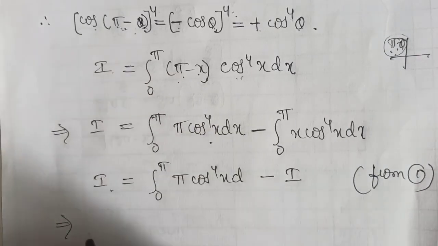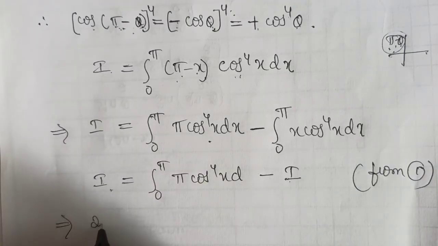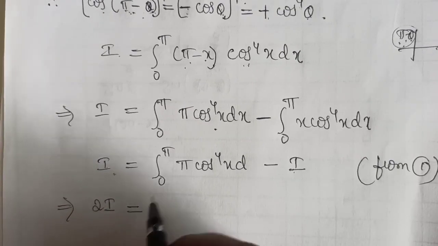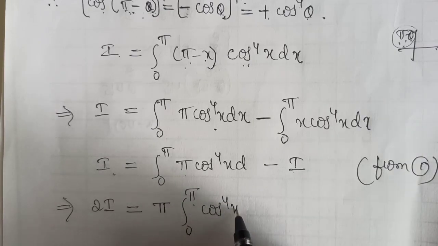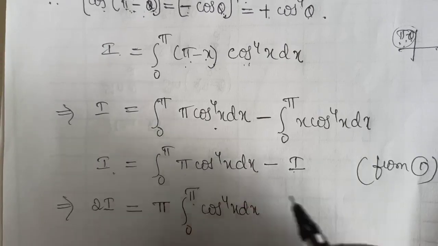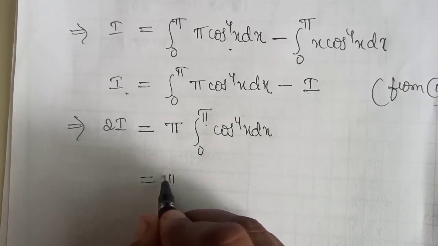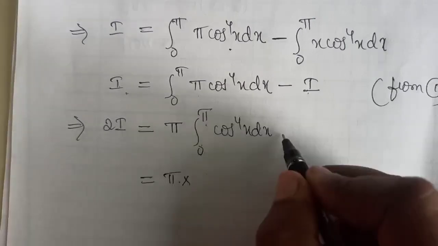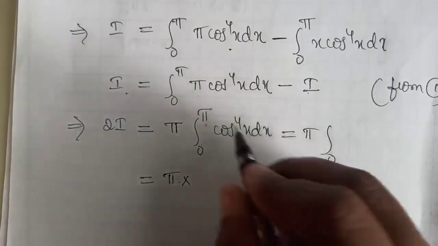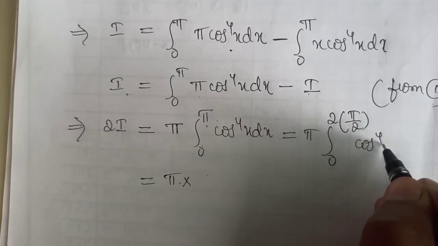Now taking this I to the left side we get I plus I equals to 2I equals to pi into integration 0 to pi cos power 4x dx. Okay, now again by using the property of definite integral, this integration 0 to pi can be written as 2 into integration 0 to pi by 2 cos power 4x dx.